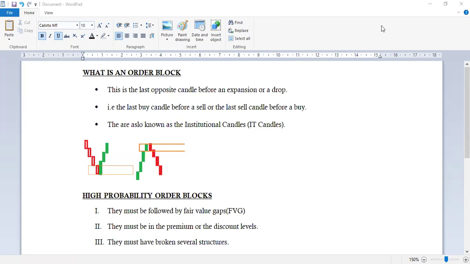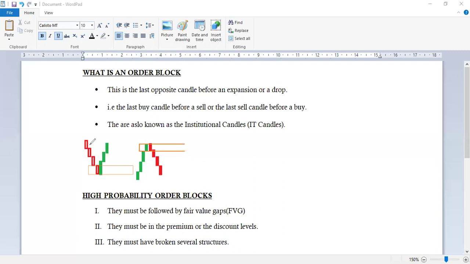What is an order block? Welcome to the episode about order blocks. Basically, this is one of the techniques that I use. An order block is the last opposite candle before an expansion, that is, the last buy candle before a sell or the last sell candle before a buy. They are also known as the institutional candles.